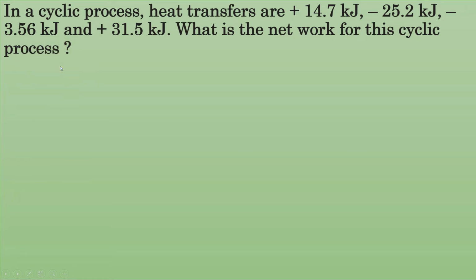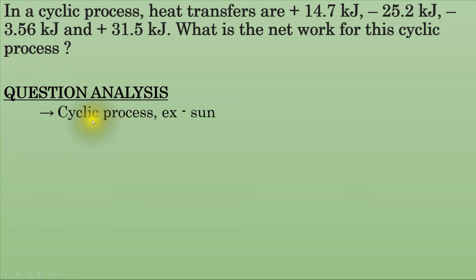Now we will analyze the question. Here it is a cyclic process. The best example for cyclic process is the sun. Because every day the sun rises in the east and the sun sets in the west. So this happens every day. So therefore the sun undergoes a cyclic process.